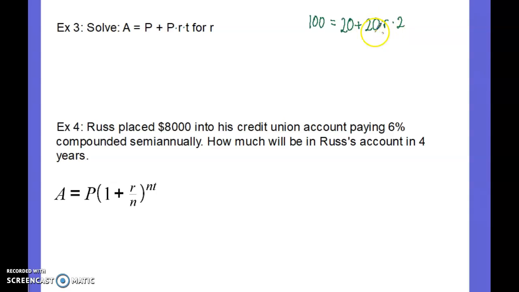I'm well aware that most of you would want to do 20 times 2 first, which is good. That's a good habit to be in. But the first thing that you would do to solve for r would be to subtract this 20 over. So 100 minus 20 equals 20 times r times 2.